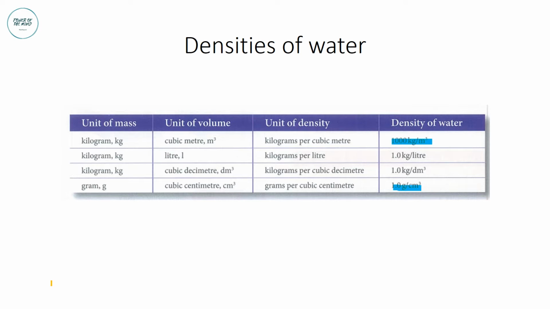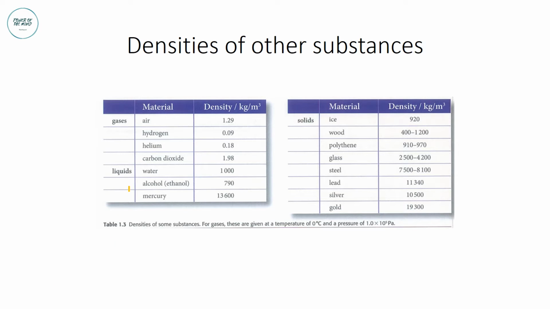Alright. So these are the densities of other substances. Generally, gas has very low density compared to solids and liquids. As you can see, the density of air is 1.29, whereas for liquids, let's say water, and 790 for alcohol, and for the solids 920, 400 to 1200. The solids are way bigger than the liquids, and both are way bigger than gas. So now you can conclude that gases always have the lowest density compared to other phases.